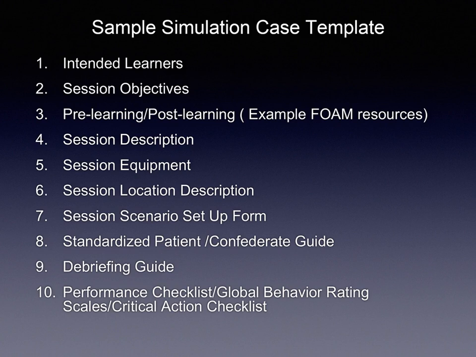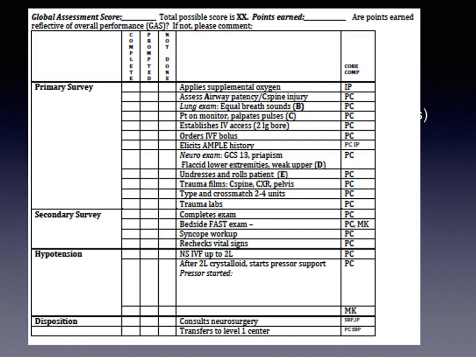The final aspect of the case, and some people do this, some people don't, is a performance checklist. And this here is a classic example. We go through a primary survey, secondary survey, and our patient was basically a neurogenic shock patient with hypotension. You then list critical actions that you think are significant. Now, if you're going to make this into a high-stakes assessment tool, we're going to talk about that later, you probably need to get some kind of Delphi panel together, get some consensus and inter-rater reliability.